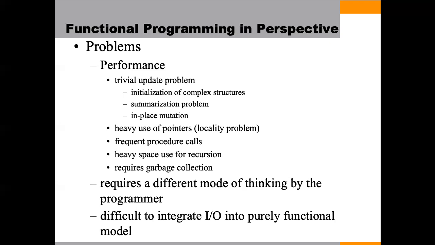So basically, you would use an association list, which is like a hash table, but you have to keep recreating that association list completely from scratch with only one modification each time. So these 3 things are called instances of the trivial update problem.